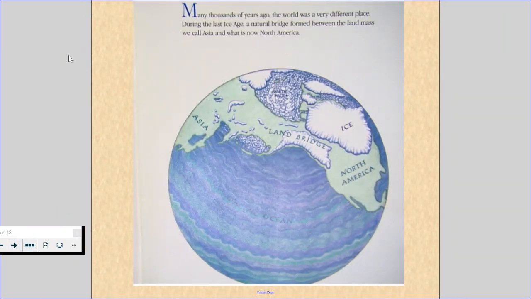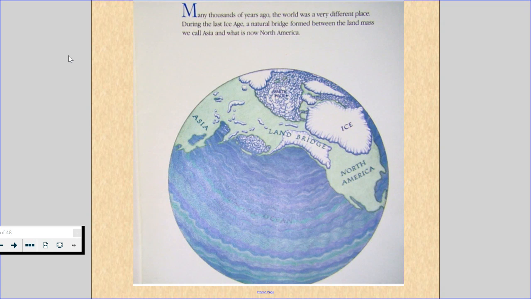So the next couple of slides talk to us about early human migration. Early humans did a lot of migrating. They, of course, were moving through lands. We learned a little bit earlier in the year about Pangea.